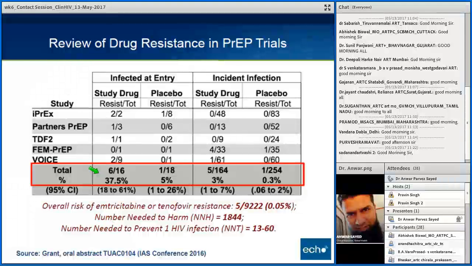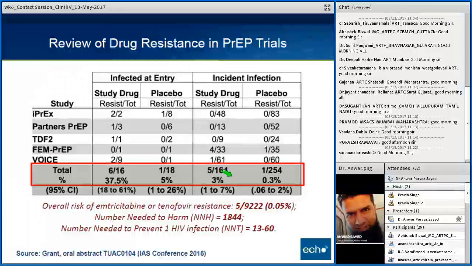So as this person was on 2 drug medications, that is tenofovir-emtricitabine, if you compare the resistance in this with a person who acquired HIV during the course of PrEP, then you can see here almost 40% of people will have resistance to tenofovir and emtricitabine, and here only 3% will have.